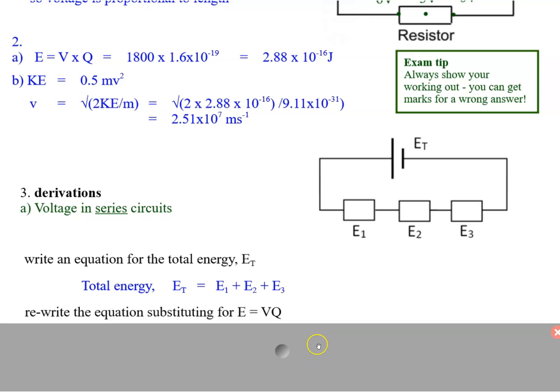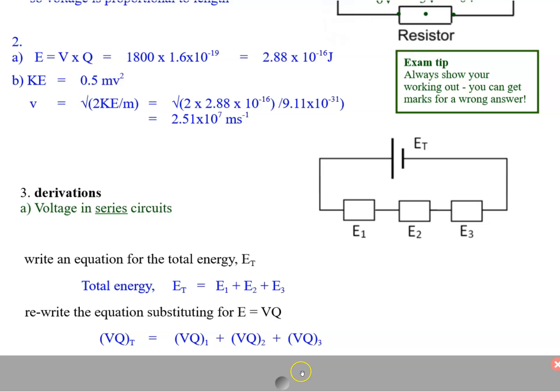Then we need to do a substitution. So using our formula, V equals E over Q, we make E the subject, E equals V times Q. We're just going to substitute VQ for each of these values here. So VQ total, that's the battery, is equal to V times Q for resistor 1, plus VQ for resistor 2, plus VQ for resistor 3.